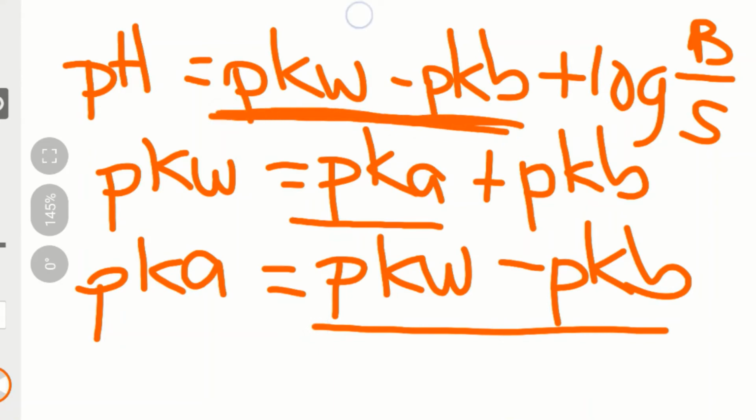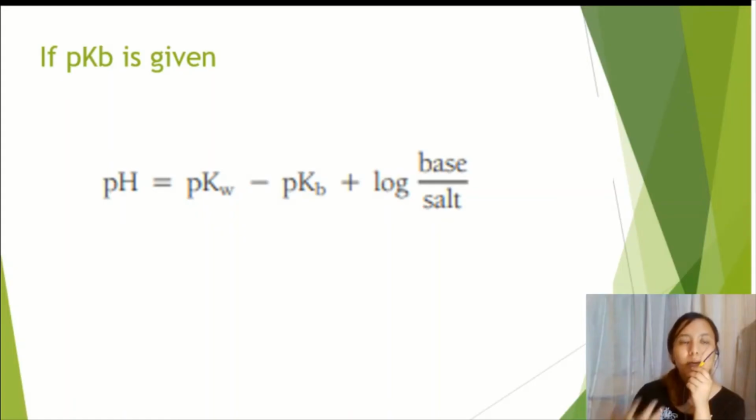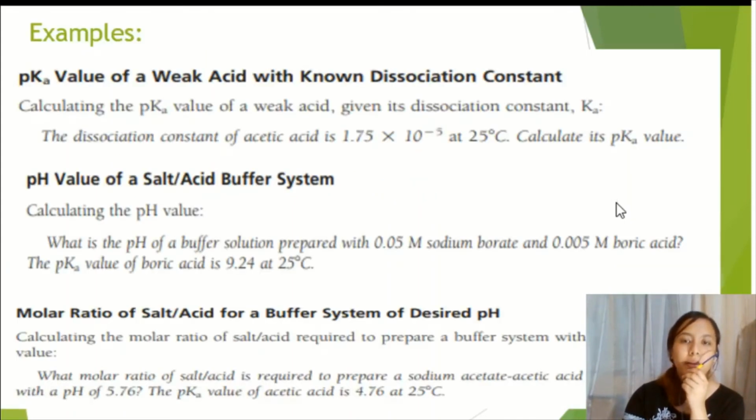So usually we use it if you're given pKb and you're not given the pKa, so that you can derive the pH of a certain solution. But I will give you examples so that you will understand more. So here are the examples.